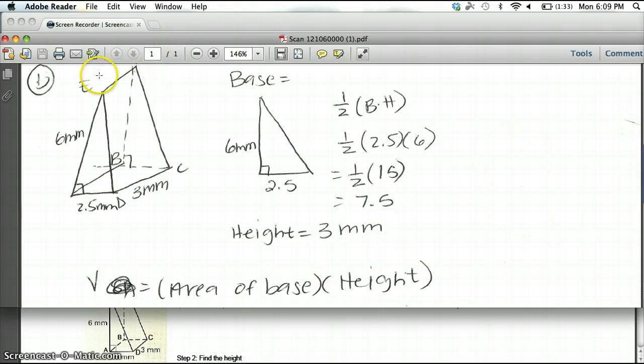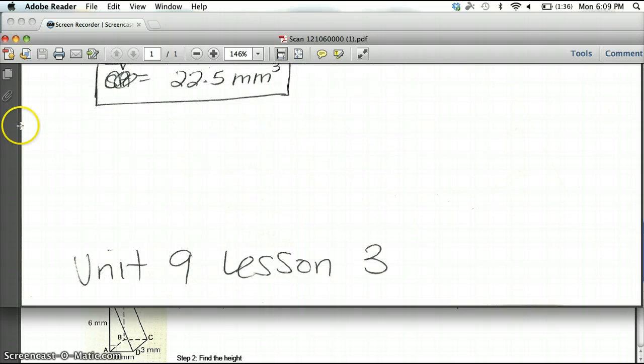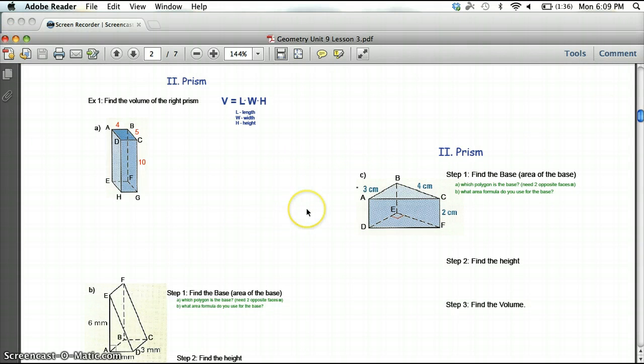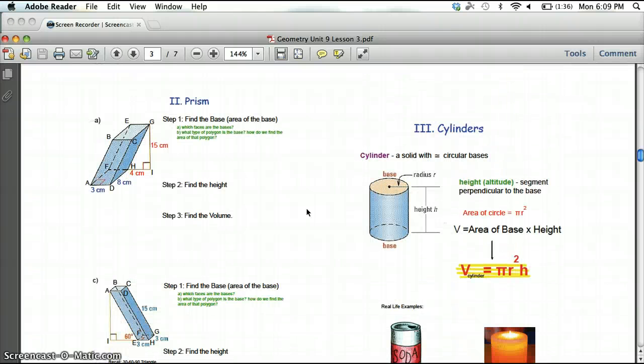And then we need to know the height of our entire figure. The height of our entire figure is 3. So we have our area of our base times our height, so 7.5 times 3, which gives us 22.5. All right. So that's our prism. Now we're going to look at our cylinder.